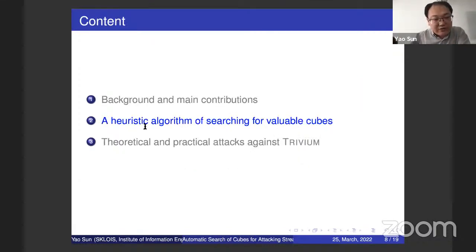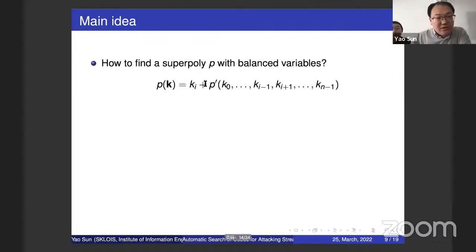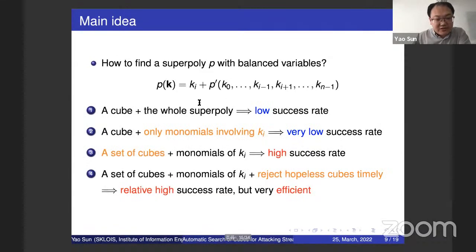Next, let's see the search algorithm briefly. To search for the superpolies with balanced variables in this form, we have got 4 ideas, and the last one finally worked. That is, we treat a set of cubes together such that the common computation can be shared. And we also deal with a specific secret variable instead of recovering the whole superpoly.